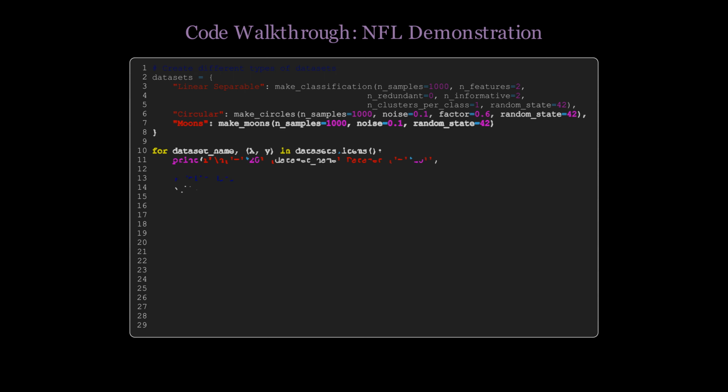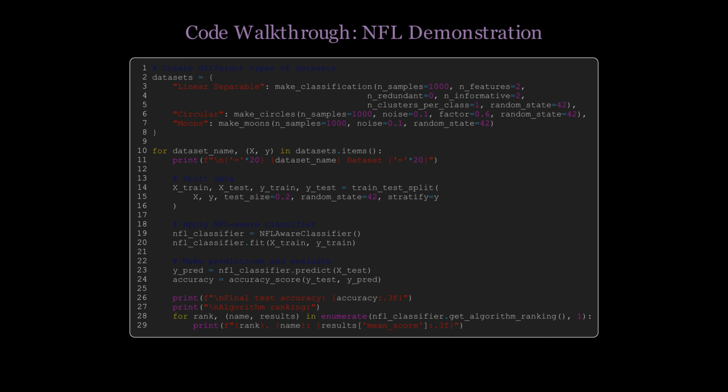Finally, the demonstration section tests our NFL-aware approach on different problem types. We create linear separable data, circular boundaries, and moon-shaped data, each favoring different algorithms. This directly illustrates the no free lunch principle. Different datasets will show different algorithm rankings. The code automatically adapts to each problem type, selecting the best approach based on empirical evaluation rather than assumptions.